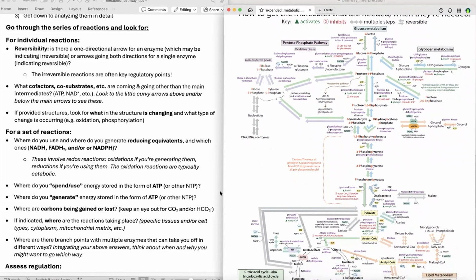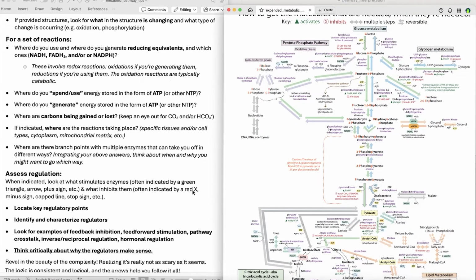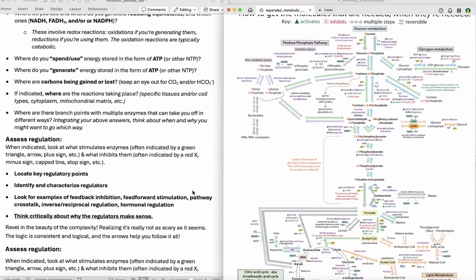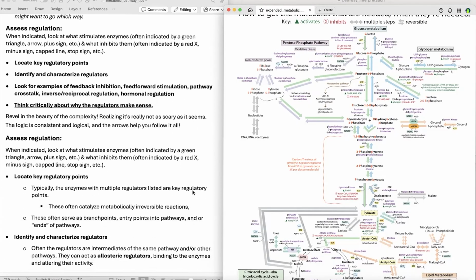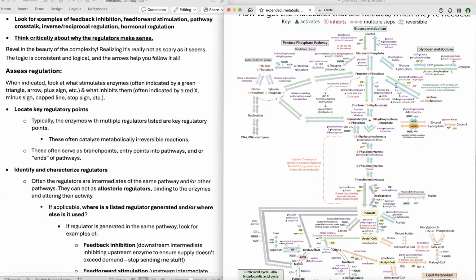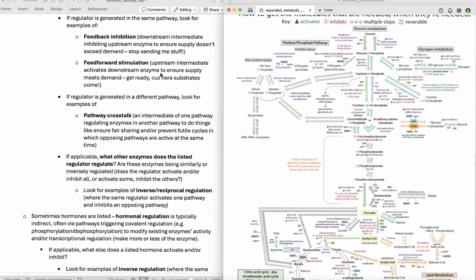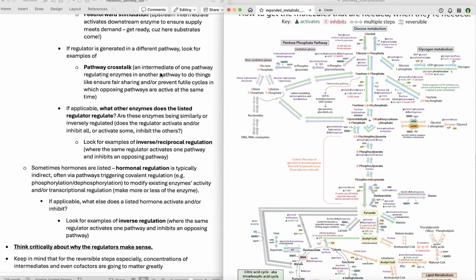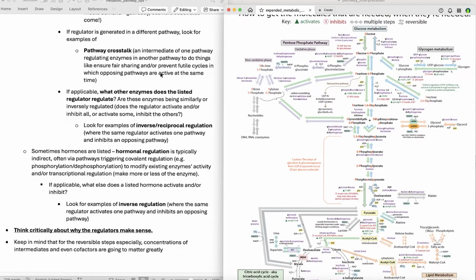Think about where they're happening in terms of what tissues, where inside of those tissues, inside of the cells. Characterize the types of regulations. Look for those interpathway crosstalk. Look for the examples of your feed-forward stimulation, your feedback inhibition, your reciprocal regulation, and think really critically about what you're seeing. Why does it make sense?